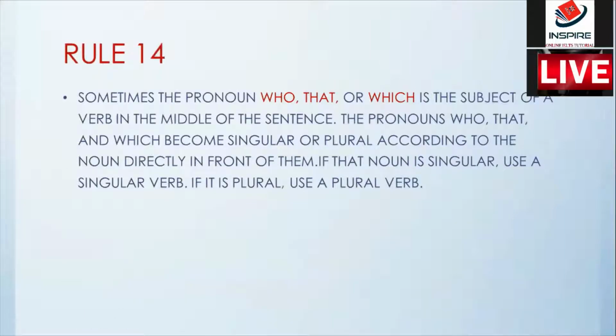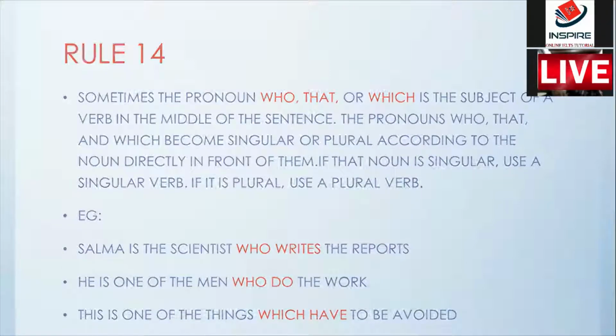The 14th rule is whenever we use who, that, which, such kind of pronouns, we need to make sure what subject it is before who, that, and which, and we need to use a verb accordingly, okay. If a plural subject is coming before who or that or which, we need to take up a plural verb, and if it is a singular subject coming before who, that, or which, we need to take up a singular verb. That is what rule 14 is about.